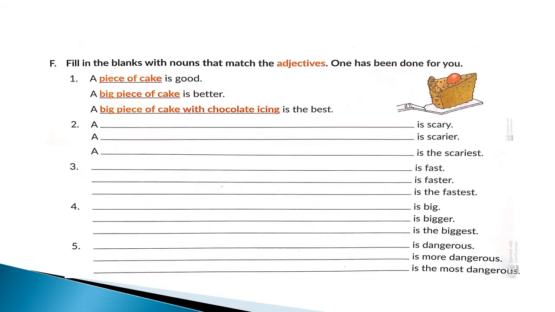Let us move. Fill in the blanks with nouns that match the adjectives. One has been done for you. This is really easy. One is done, but however, I shall do one more for you. A piece of cake is good. A big piece of cake is better. A big piece of cake with chocolate icing is the best.